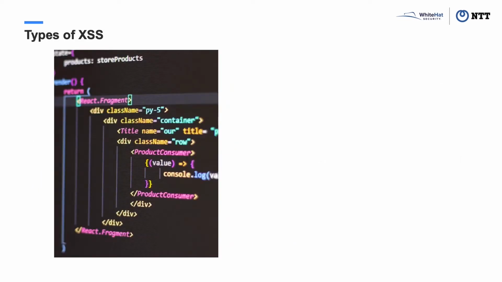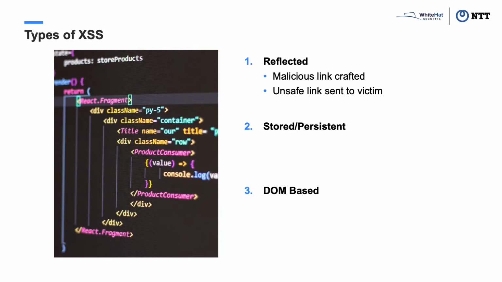Moving on, there are three main types of XSS. Reflected XSS is when an attacker finds an injection and crafts a malicious URL. They will then send the unsafe link to an unsuspecting victim, where clicking the link may be all that is required to be exploited. And when I say unsafe, I mean that the link is embedded with the injection and will oftentimes be heavily encoded with special characters to avoid detection.